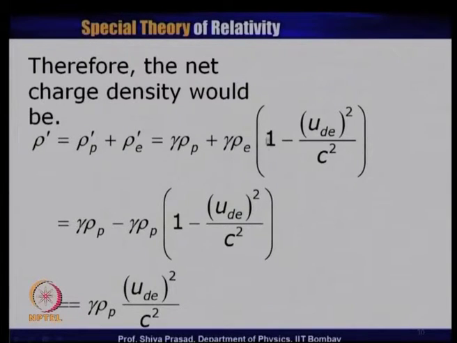This gamma rho e would cancel out here. Remember, this rho e was equal to minus rho p in S prime frame of reference. So, this rho e has been changed as minus rho p here. So, once I do that, this gamma rho p and this will cancel out, and this will become gamma rho p u d square upon c square. So, we find that there is a net charge density in this particular wire. So, in S prime frame of reference, it will find that the wire is charged. If you take one particular section of the wire, it will be charged, and if it is charged, of course, it will generate an electric field.